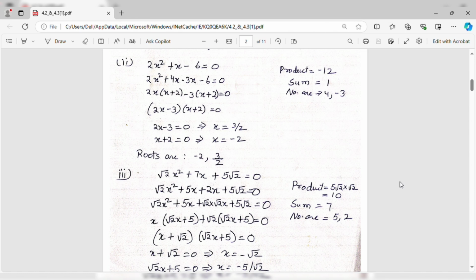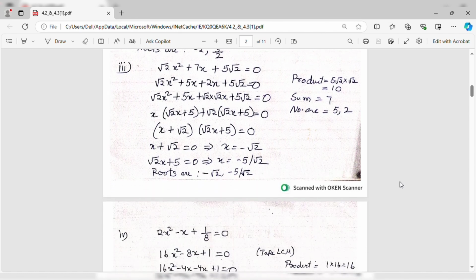Third part, root 2 x square plus 7x plus 5 root 2 equals 0. Here we have to think of two numbers whose product is 10 and sum is 7. So the numbers are 5 and 2. Here since the coefficient is in root, you can find it a bit difficult, but after practicing you will be aware of how to solve it.